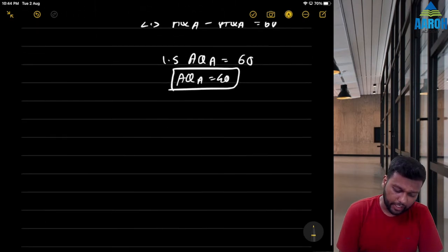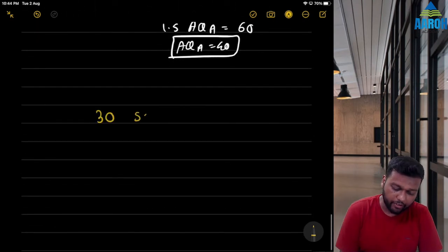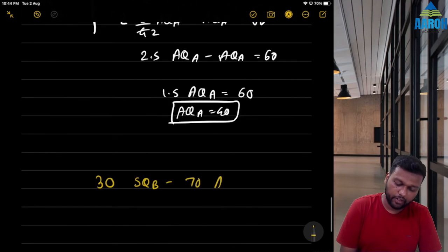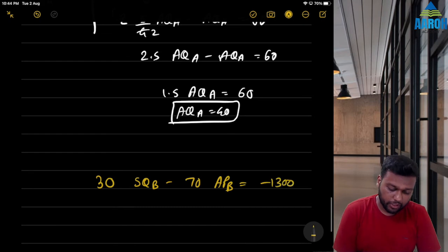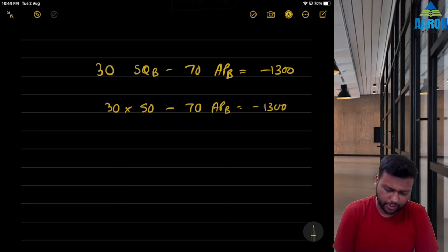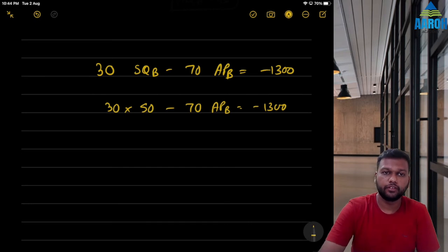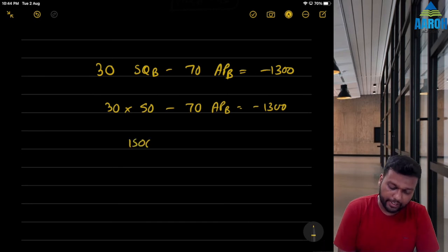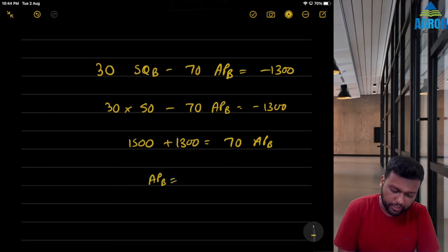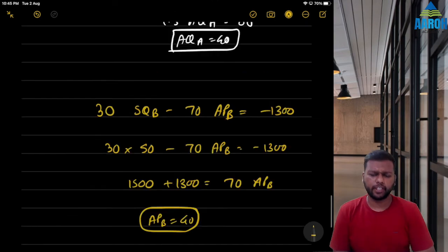We have 30 into standard quantity of B minus 70 into actual price of B is equal to minus 1300, right? So 30 into, we know this is 50, minus 70 into this is equal to minus 1300. So let's check how much that is. 30 into 50 is 1500. Let's take that as plus 1300 is equal to 70 into actual price. So 1500 plus 1300 is 2800 divided by 70 is 40. So actual price of B is 40. So 40 is the correct answer for the remaining figure.